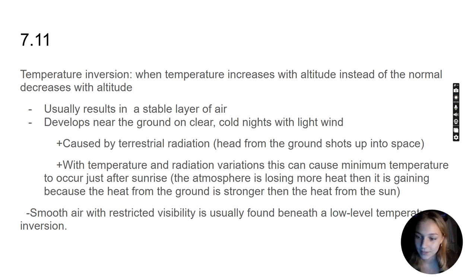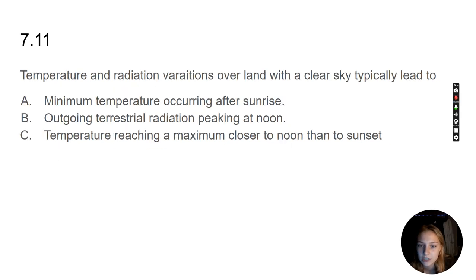With temperature and radiation variations, this can cause minimum temperature to occur just after sunrise. And you're like, what's minimum temperature? That's just when the atmosphere is losing more heat than it's gaining because the heat from the ground is stronger than the heat from the sun. So basically, even when the sun is up a little bit, it's not warming up because the heat from the ground is still stronger. Smooth air with restricted visibility is usually found beneath a low level temperature inversion. I think it's restricted because fog might be forming. I'm not sure.